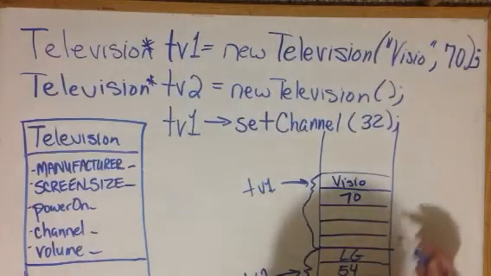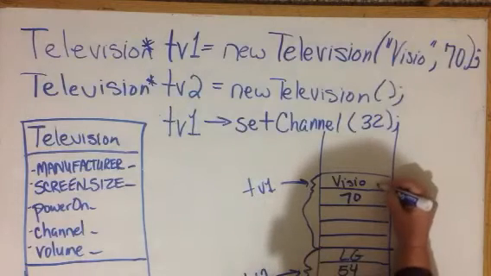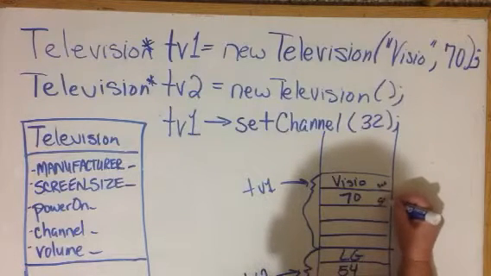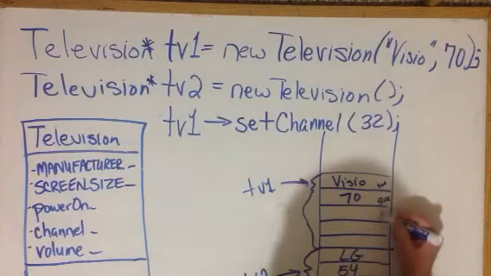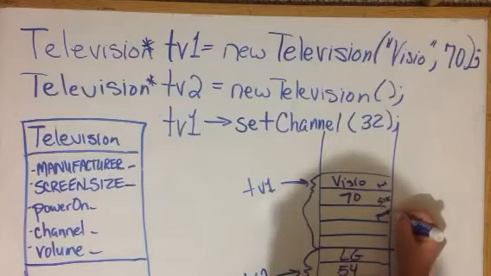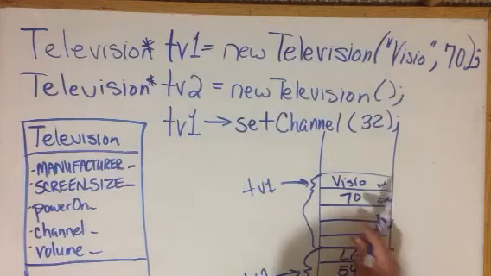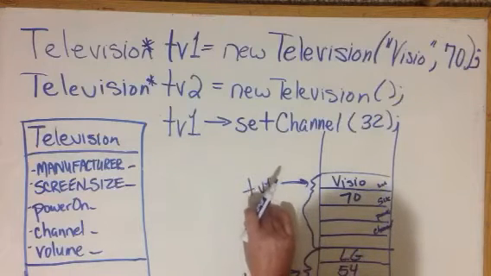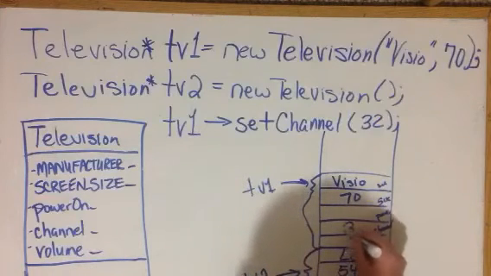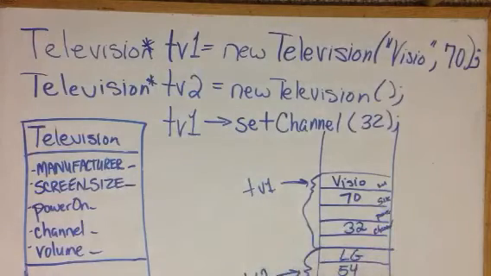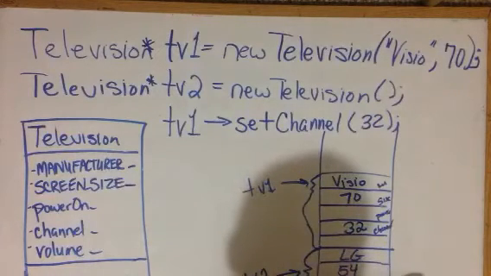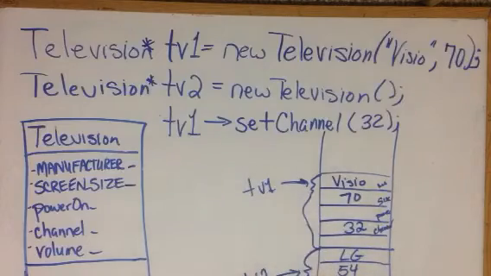So we have a spot here for our channel. This was our manufacturer, this was our screen size, this was our power, this is our channel right here. And so when we set the channel on TV1, it's going to store that 32 in with TV1. TV2 has a completely separate set of memory to hold those, so that doesn't change.